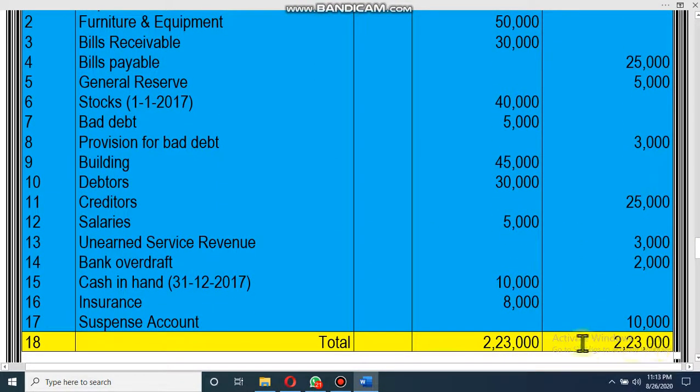Now see, this is your math, this is the way you will do it. Then if both sides are not equal, look, if you add, there is a suspense account. That means the difference of debit and credit is called a suspense account. I have discussed earlier, the difference of debit and credit is a suspense account. I hope all of you understand. If you have any query, you can ask me later on.